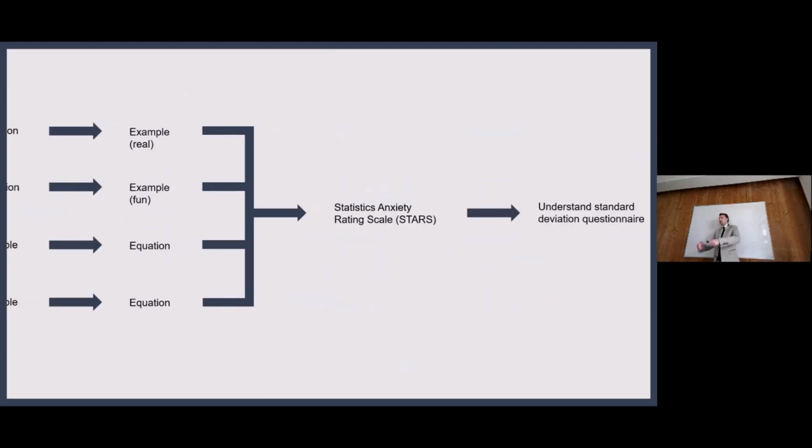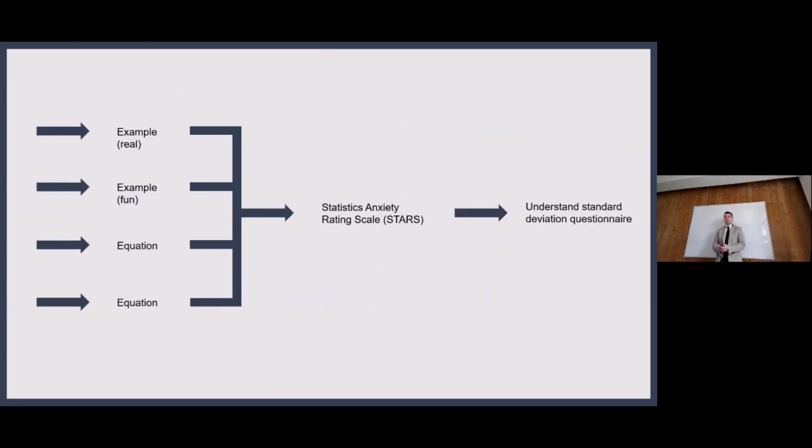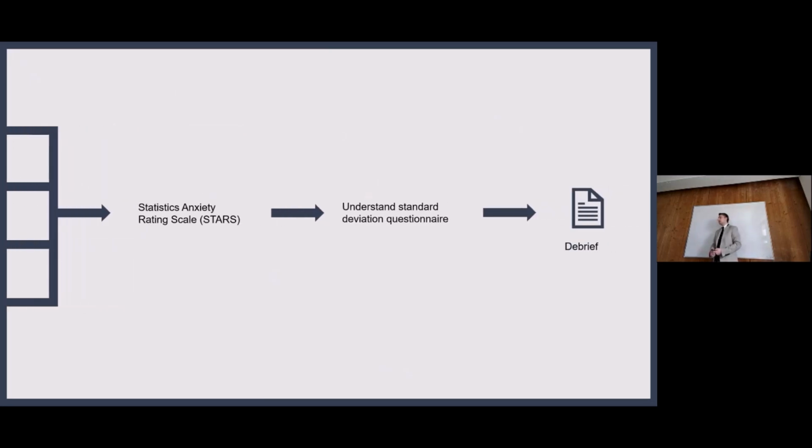And then after that, everyone's brought back together, completes the statistics anxiety measure, after which they complete the understanding of standard deviation measure, after which they then complete the debrief. The reason why we asked them to do the anxiety measure before the understanding measure is because we didn't want their score on understanding to bias their result on anxiety, because you could imagine if someone scores poorly on the understanding measure, that might increase their level of anxiety. So we did the anxiety measure first.